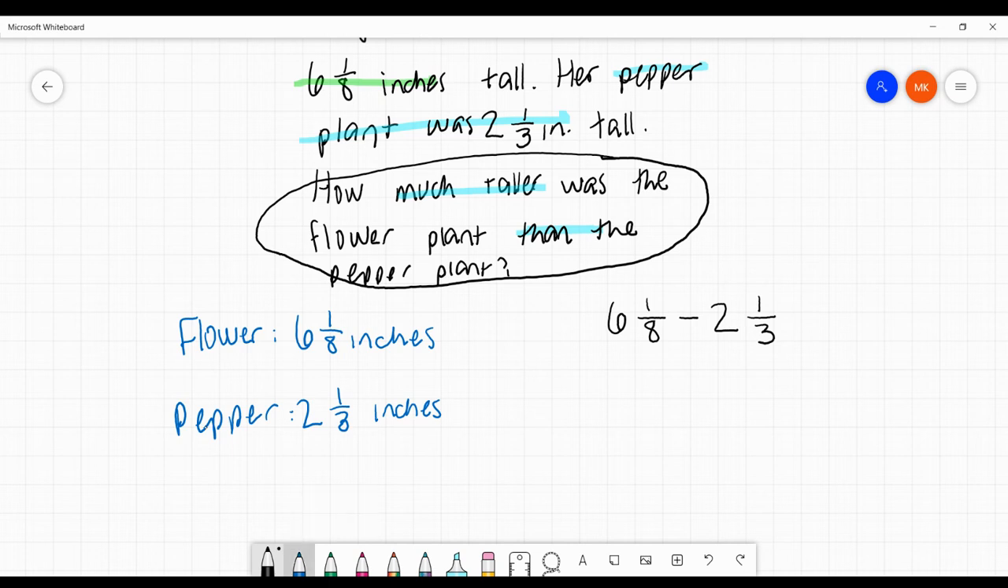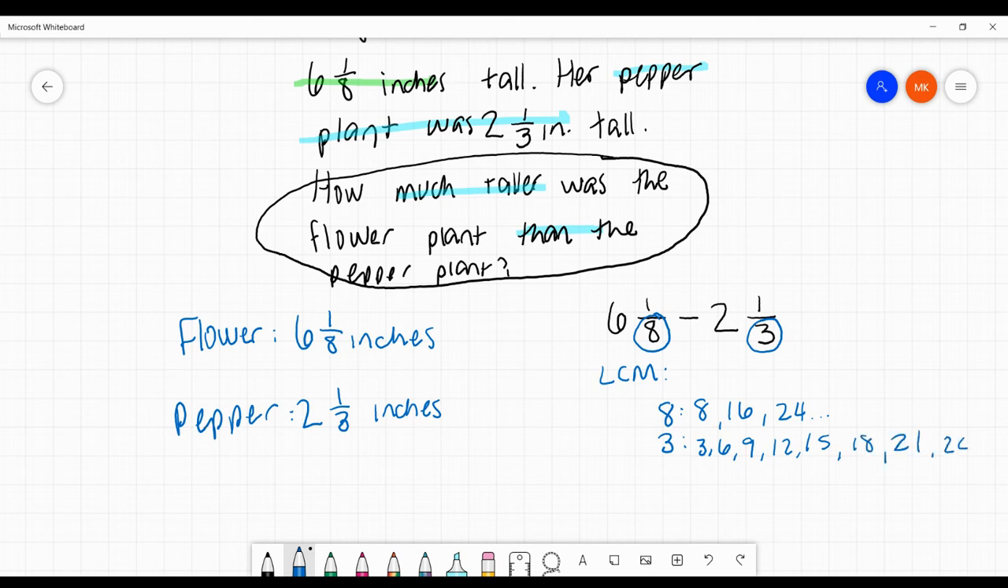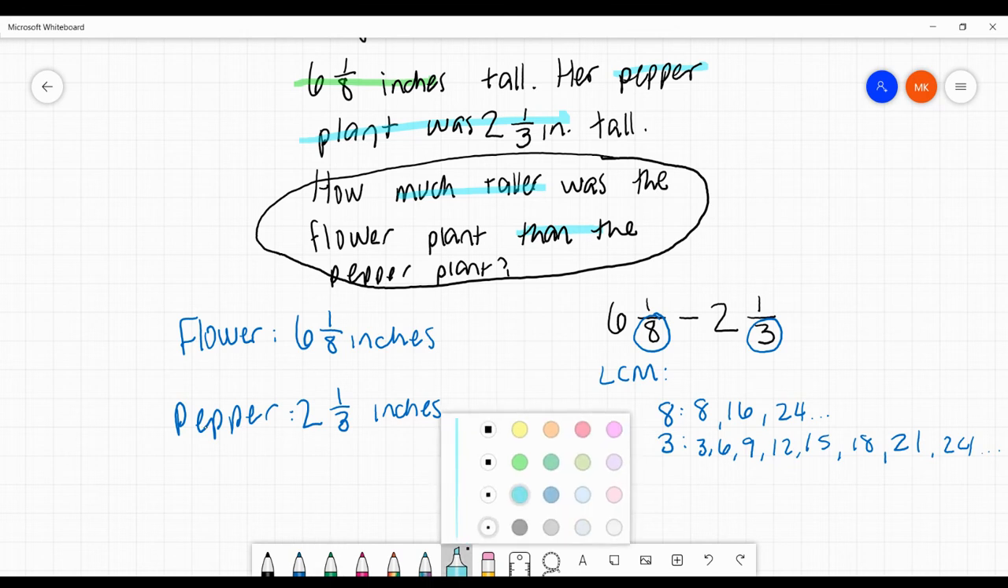To solve this, I will look at my unlike denominators, and I'll find my LCM, my least common multiple, of 8 and 3. 8, 16, 24, and so on. 3, 6, 9, 12, 15, 18, 21, 24, and so on. And I see that they both have 24 in common.